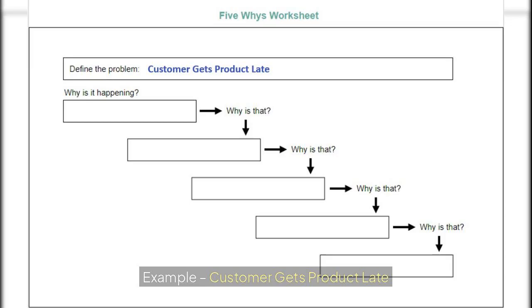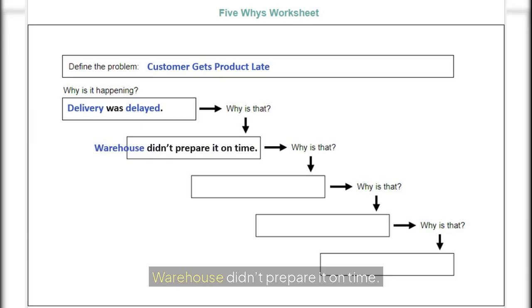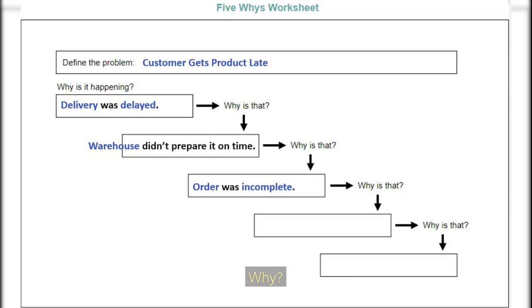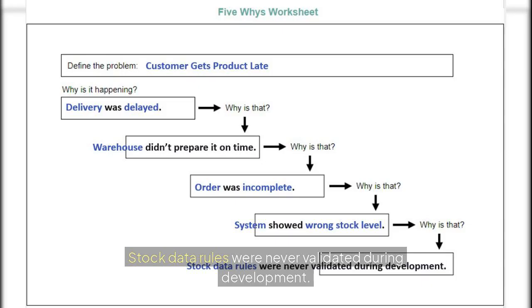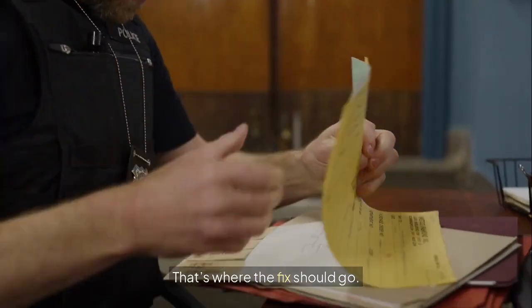Example. Customer gets product late. Why? Delivery was delayed. Why? Warehouse didn't prepare it on time. Why? Order was incomplete. Why? System showed wrong stock level. Why? Stock data rules were never validated during development. Insight. The real issue was not logistics, but poor data validation in the system. That's where the fix should go.